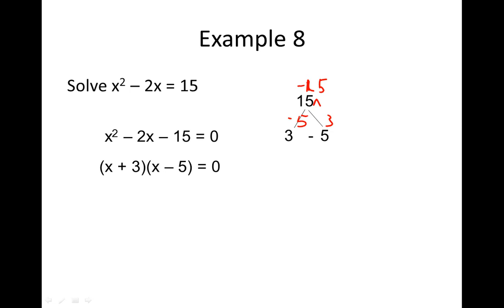So that's step 1. Step 2, we set each factor equal to 0. And we go x plus 3 is 0, and x minus 5 is 0. And then solve each equation. X equals negative 3, x equals positive 5. That's your answer.